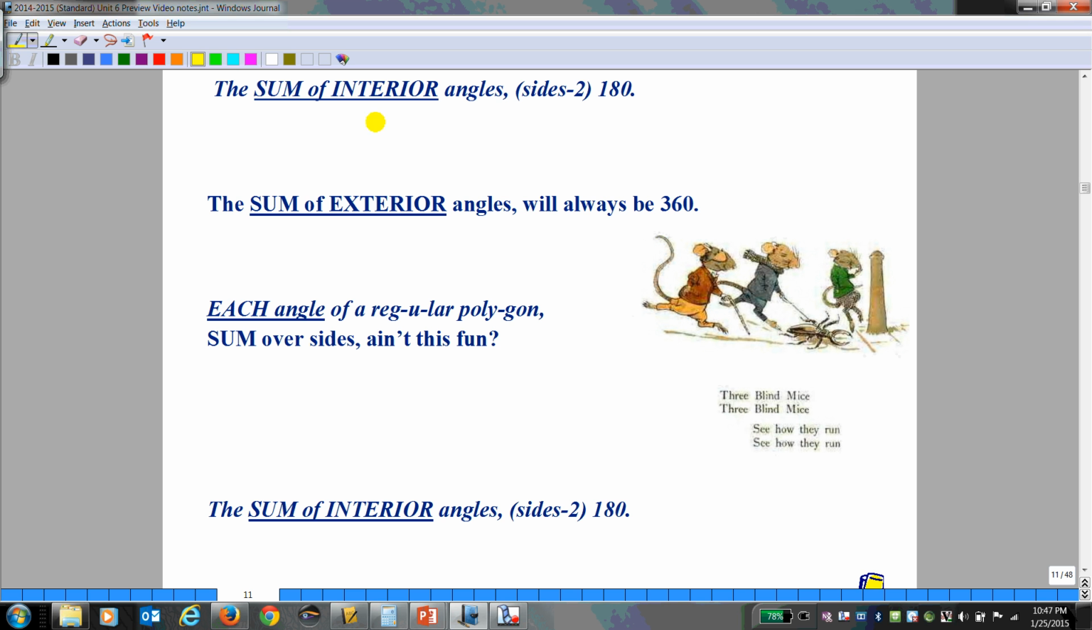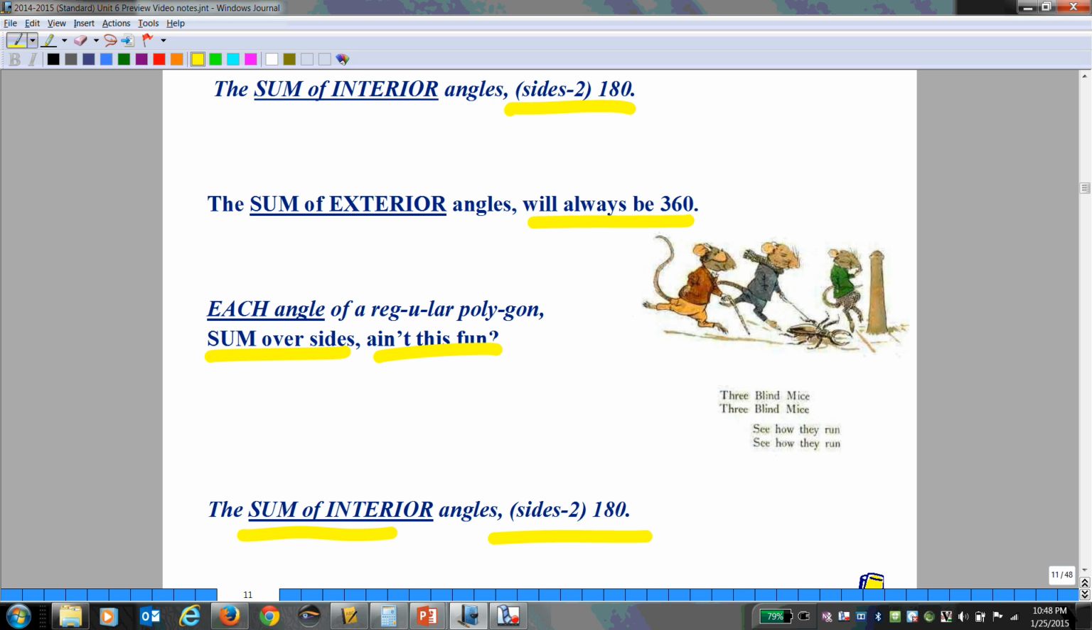The sum of interior angles, sides minus 2 times 180. The sum of exterior angles will always be 360. Each angle of a regular polygon, sum over sides, ain't this fun? The sum of interior angles, sides minus 2 times 180. The sum of exterior angles will always be 360. Each angle of a regular polygon, sum over sides, ain't this fun?